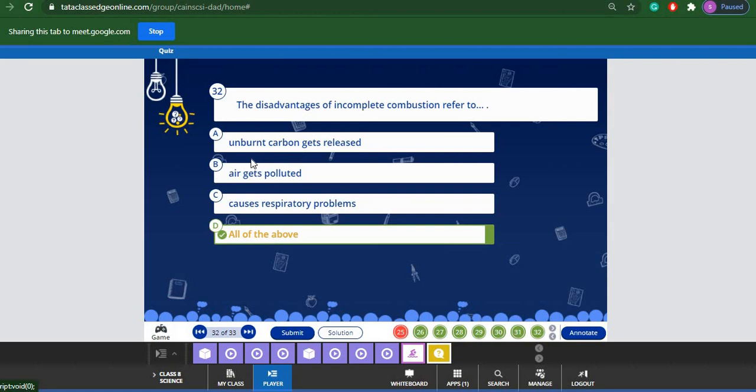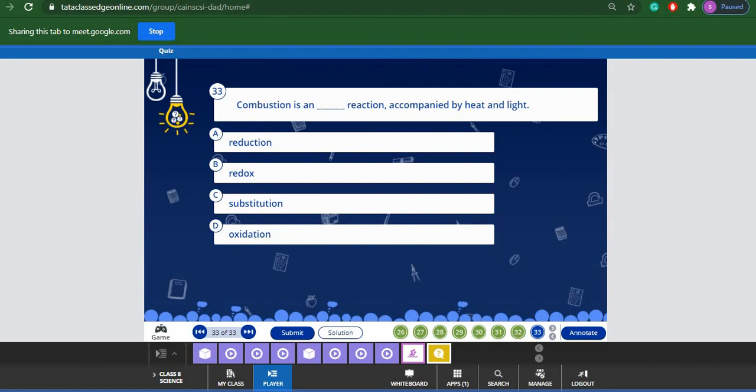Because all are right, basically A, B, C, all are right. So you have to say all the above. Now the next one, and this is the last one. Please tell me. Hurry up. What kind of reactions is this one?